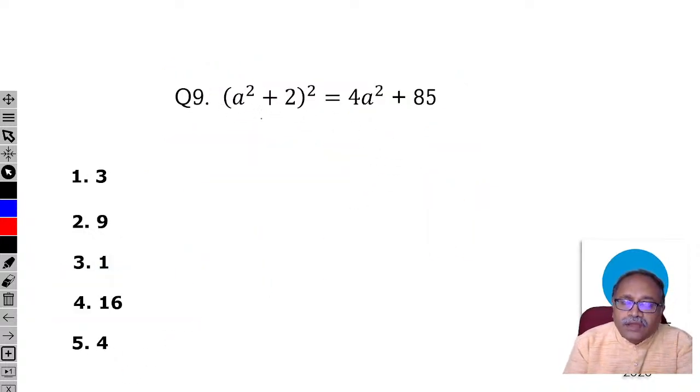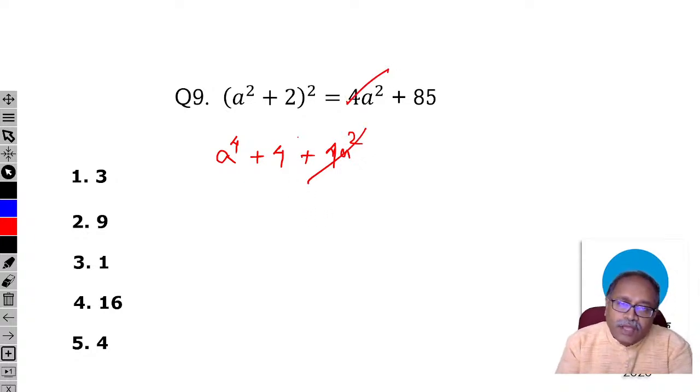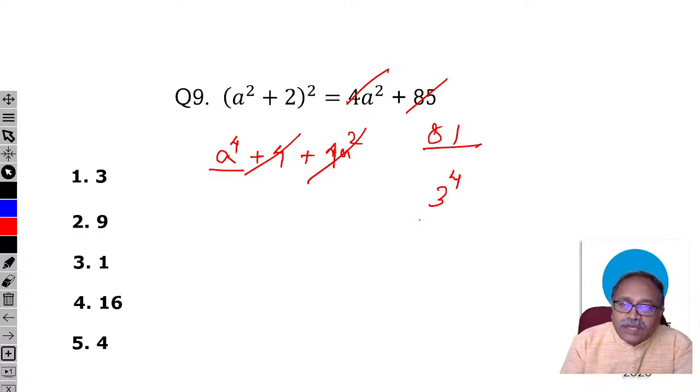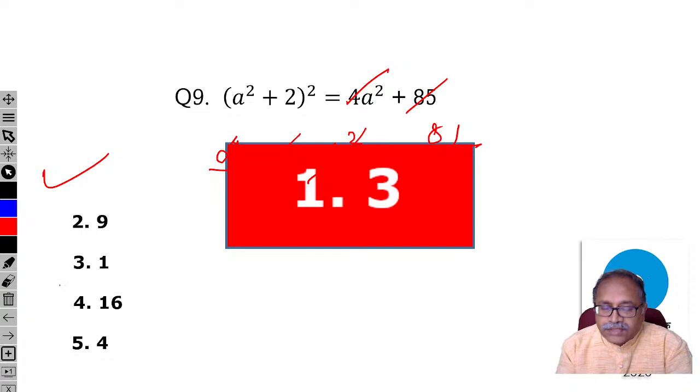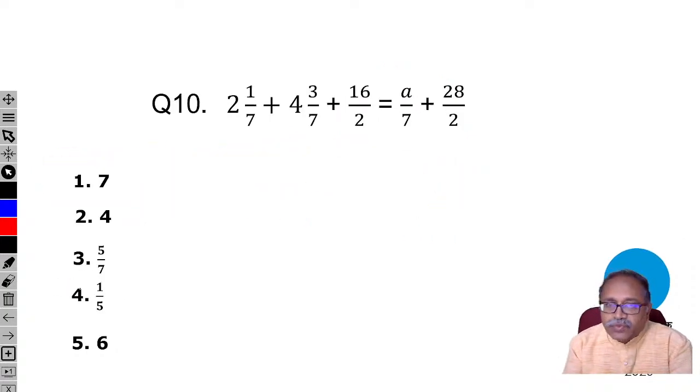So here we take the a plus b whole square formula. So a to the power 4 plus 2b square, that is 4, and plus 2ab, that is 4a square, and here it is 4a square plus 85. The 4a square cancels. Now if we take the 4 to this side it becomes minus, and it becomes 81. So I know 3 to the power 4 is equal to 81. So what is a? A is equal to 3. Is there 3 anywhere? Option choice 1. That's clear my friends.